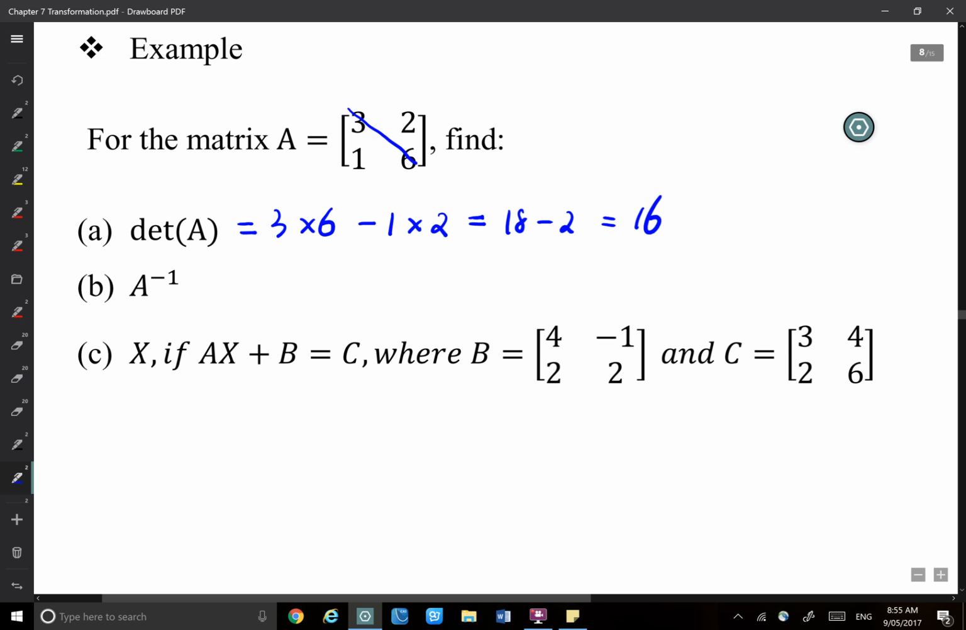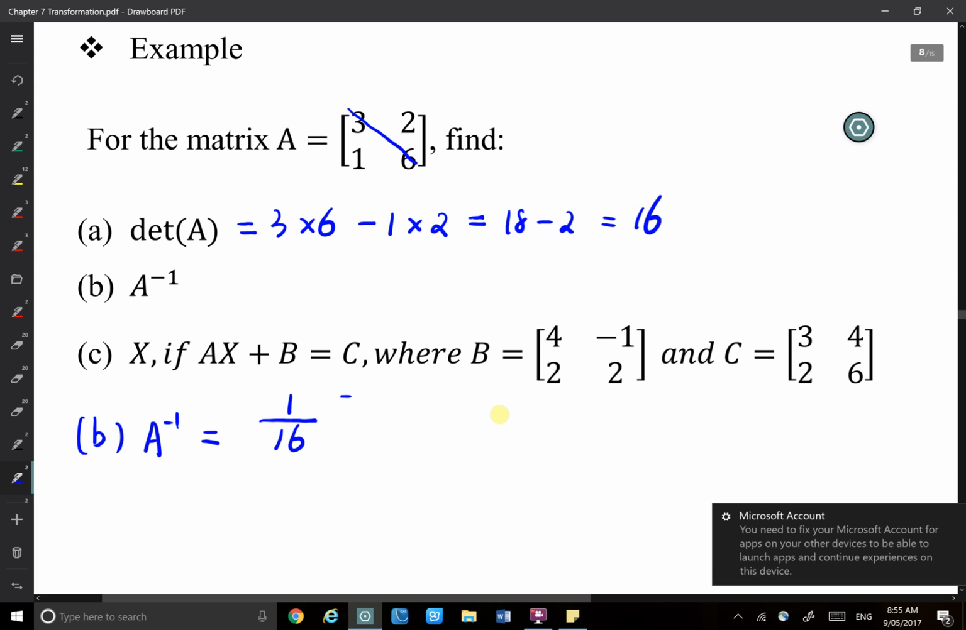We have 16 here, 18 minus 2 is 16. And A inverse will equal 1 over AD minus BC. AD minus BC is the determinant of A, so we'll have 1 over 16. And we swap the numbers on the main diagonal, and we negate the numbers on the other diagonal. You will have that.